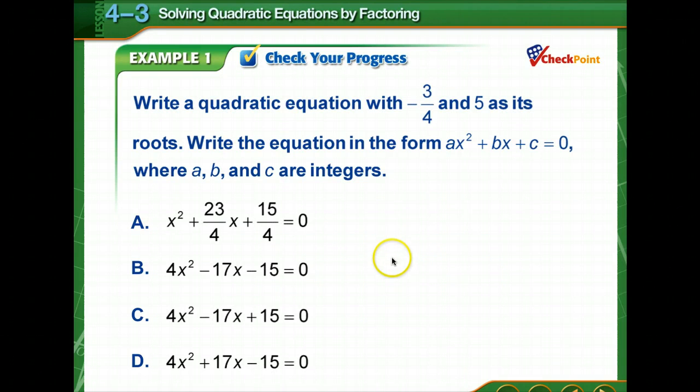Let's check your progress. Let's write a quadratic equation with roots of -3/4 and 5. We're going to write it in standard form, ax squared plus bx plus c equals 0. And remember, x minus p, x minus q equals 0. Very good. Don't forget, we're not going to leave it in fractional form. We want integers, so we're going to multiply every term by 4.